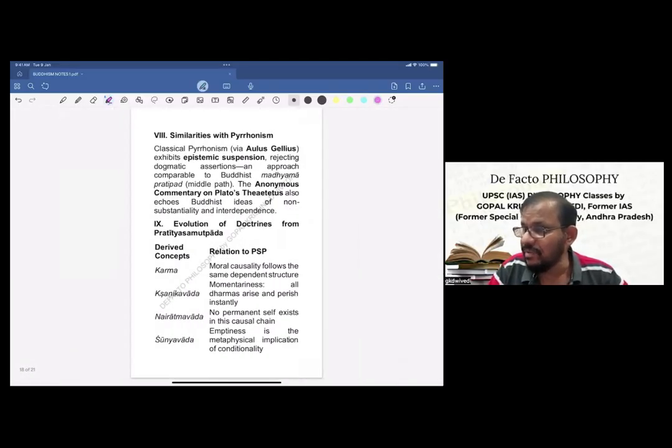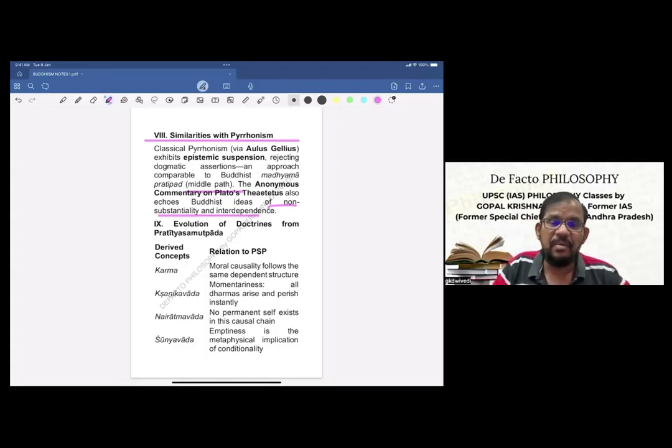Then what are the similarities with Pyrrhonism? Let us see that also. Classical Pyrrhonism exhibits epistemic suspension, rejecting dogmatic assertions, an approach comparable to the Buddhist Madhyama Pratipad, that is, the middle path. The anonymous commentary on Plato's Theaetetus also echoes Buddhist ideas of non-substantiality and interdependence. So basically, in early Greek philosophy also, we find some comparison or similarity with Buddhism.